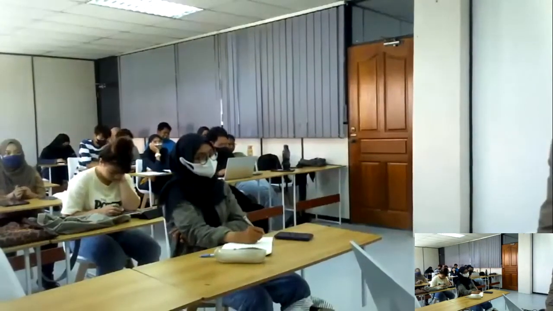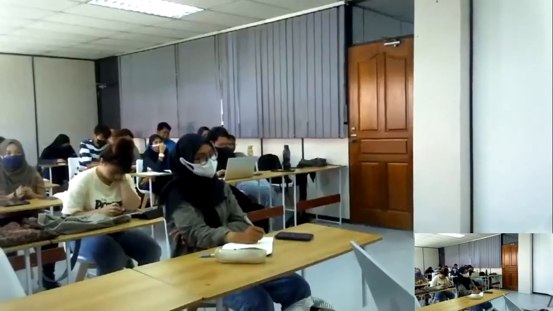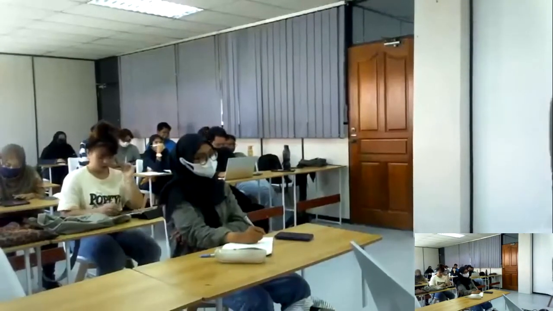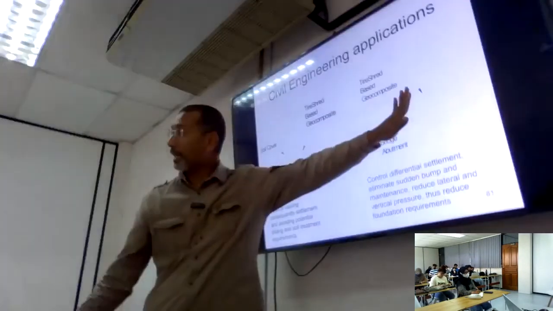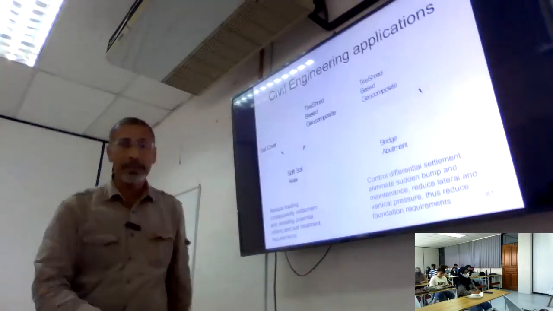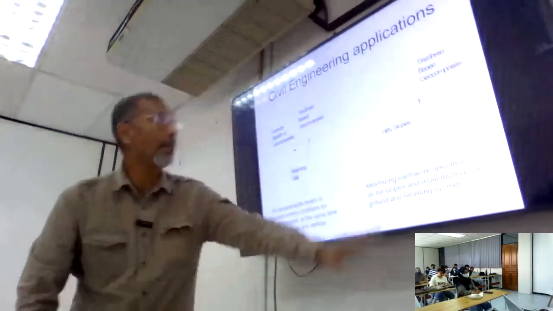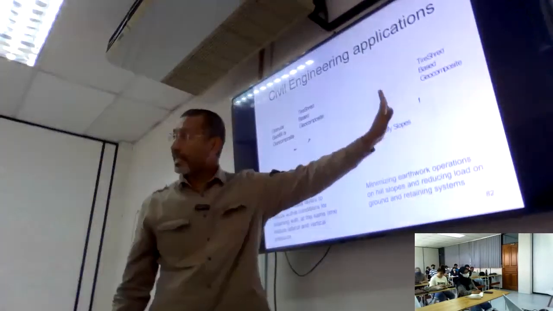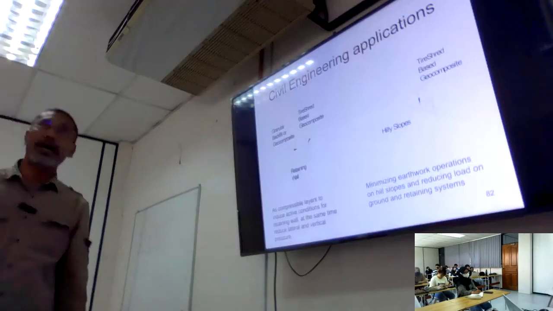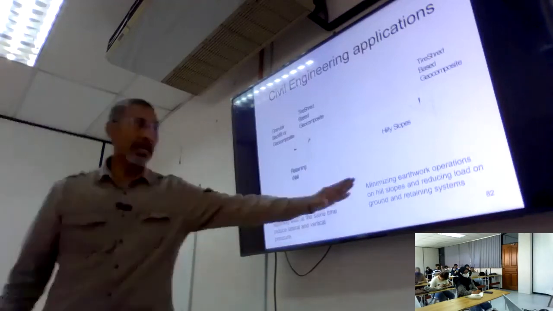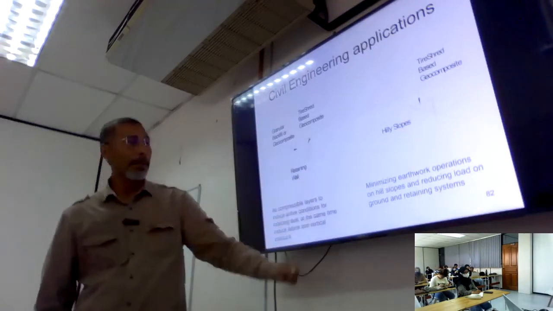But the way we install them will be slightly different. But the application is the same. It can be embankment. It can be behind the retaining wall just now, or behind a bridge abutment. It can be on the hill slope, so that you have less loading on the slope. It will minimize the earthwork operation because it's lighter.